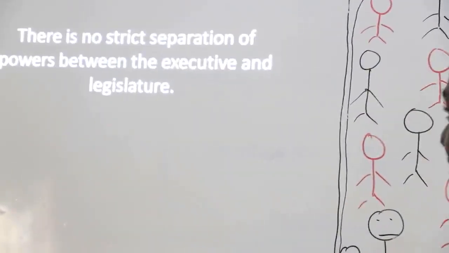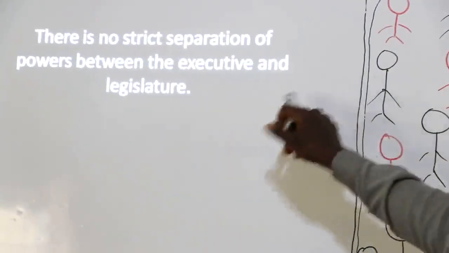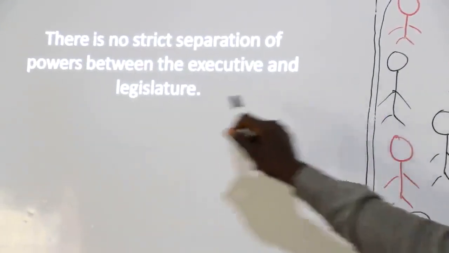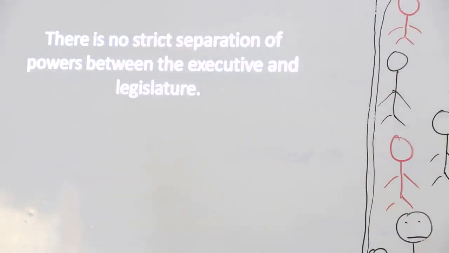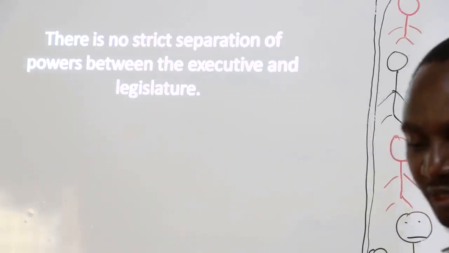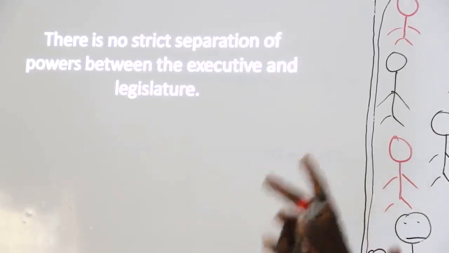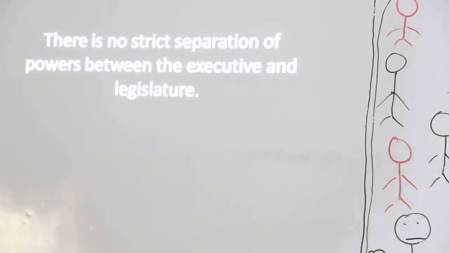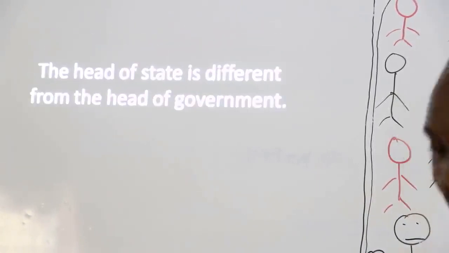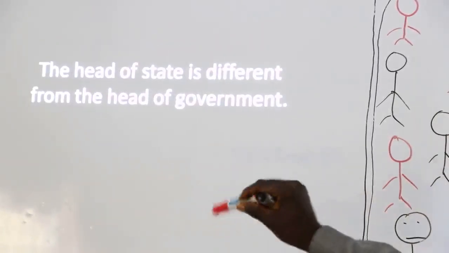Let's look at the characteristics. There is no strict separation of powers between the executive and the legislature. Like I've told you, legislators make laws and some of them also execute the laws, because the prime minister is there and then his cabinet members. The cabinet members plus the prime minister form the executive, but yet they also make laws. So you can see that the separation of power is not properly defined.